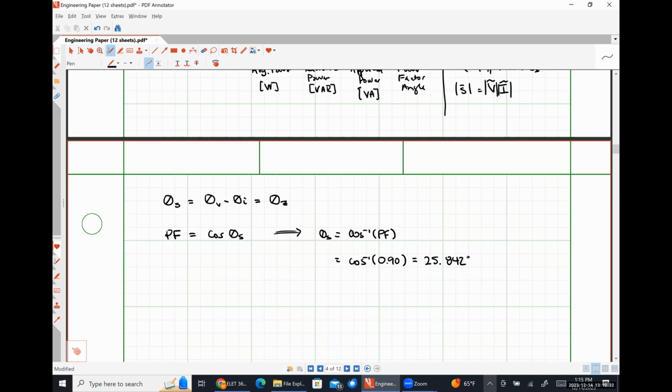Is this angle supposed to be negative or positive? Why is it positive? Because it's a lagging power factor. Wonderful job. Glad you guys remembered that.